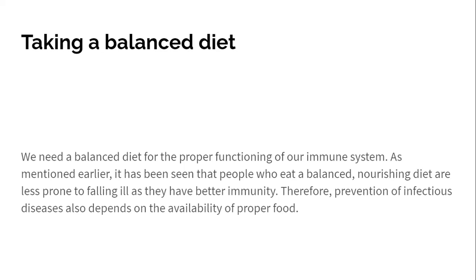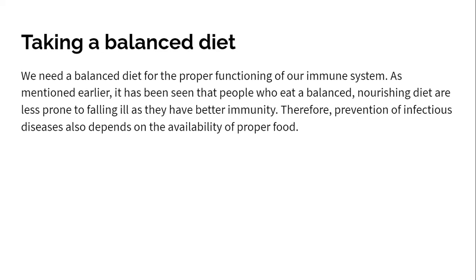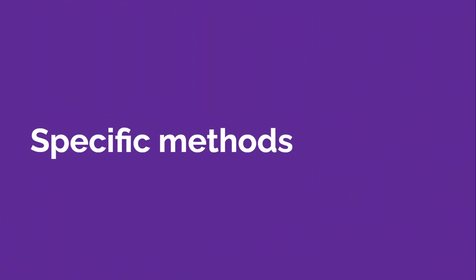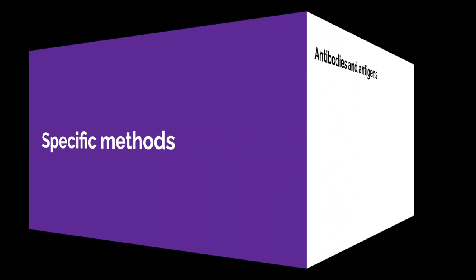The next thing is taking a balanced diet. So we need to take a balanced diet for the proper functioning of our immune system. And if you eat a balanced, nourishing diet, you will have better immunity, which means you'll be less prone to diseases. So the prevention of infectious diseases also depends on the availability of proper food. Now we're going to go into specific methods, like for specific disease.